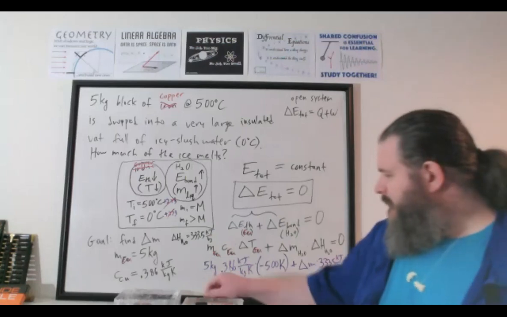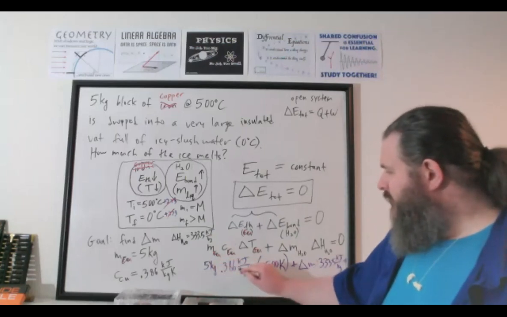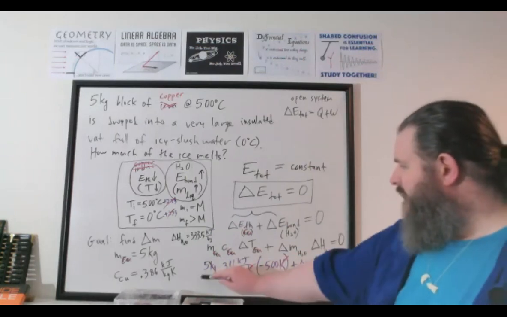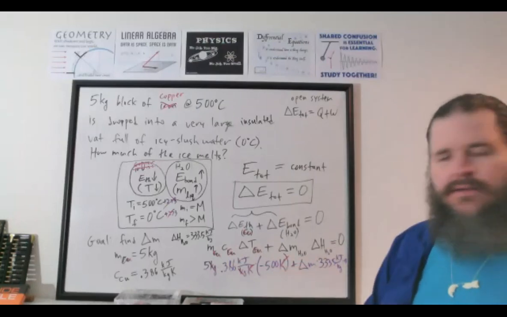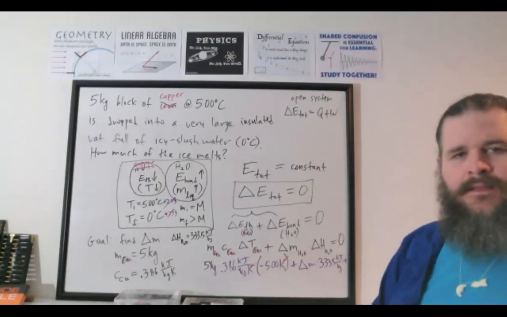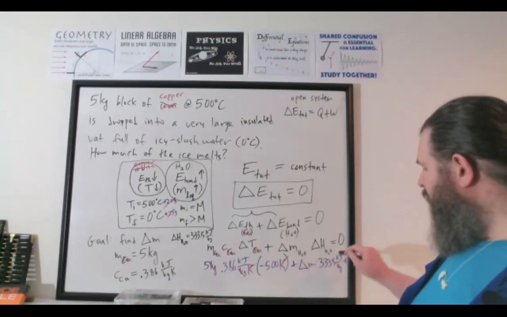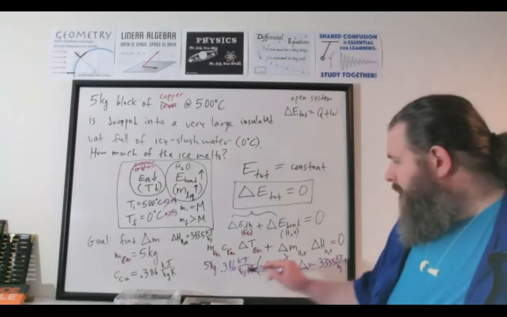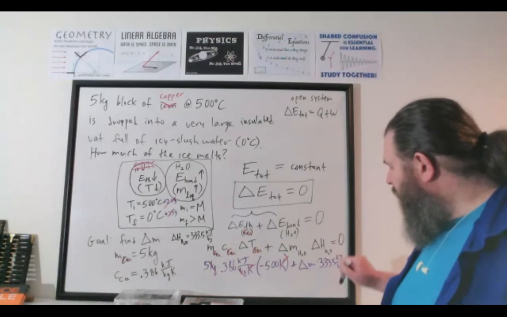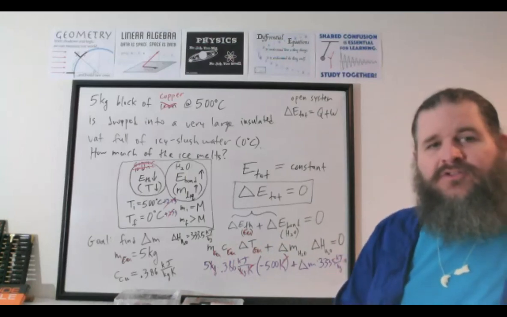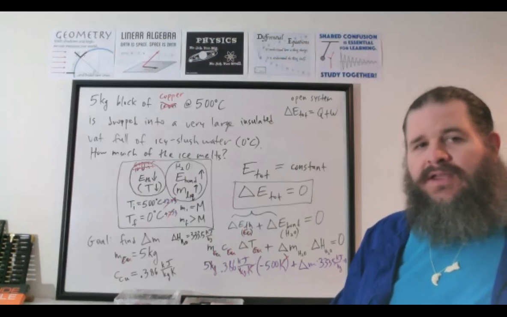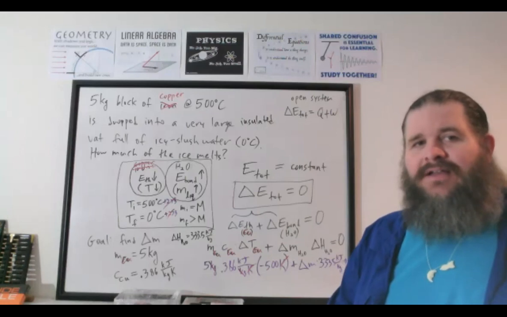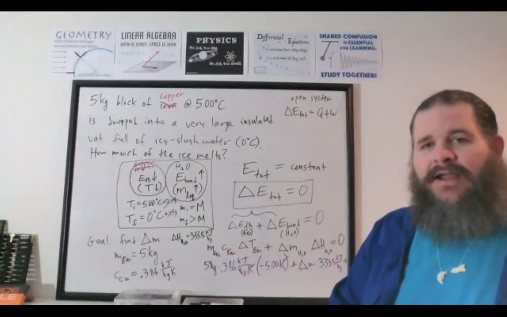And we can also cancel out some of the units here. We've got kilograms and kilograms canceling out. We've got kelvins and kelvins canceling out. So it looks like we just got 5 times 0.386 times -500, and that'll be in kilojoules, plus 333.5 kilojoules per kilogram times delta M. And then all that's left is solving for delta M. Whatever this turns into, add that to both sides, divide both sides by 333.5 kilojoules per kilogram. The kilojoules will cancel out. You should be left with kilograms. And that value, that should be a positive value that tells you how much of the ice turns into liquid water, how much of the slush melts.